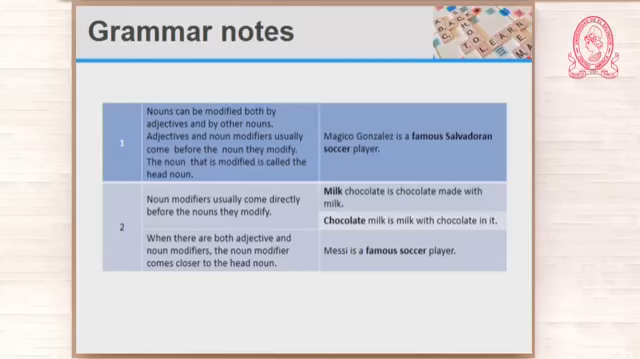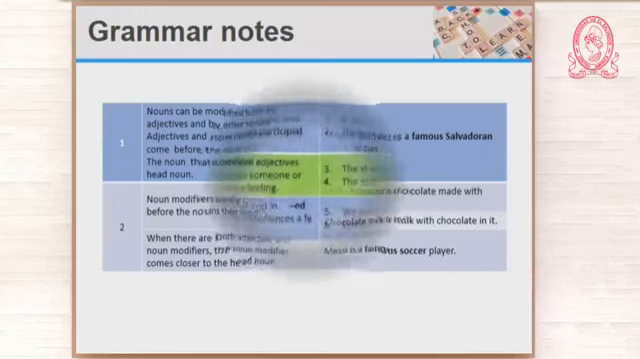Which one is better? Okay? And you know, when there are both adjective and noun modifiers, the noun modifier comes closer to the head noun. So this is the correct order. The noun modifier is close to the head noun. Okay? That is the grammar rule. Now, let us continue with the other slide.